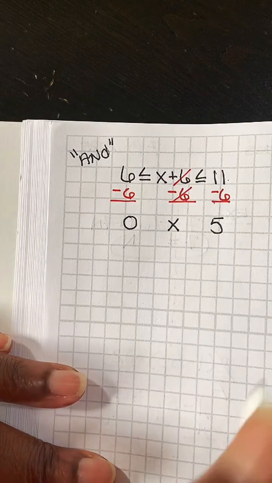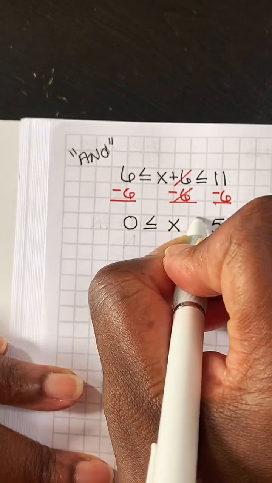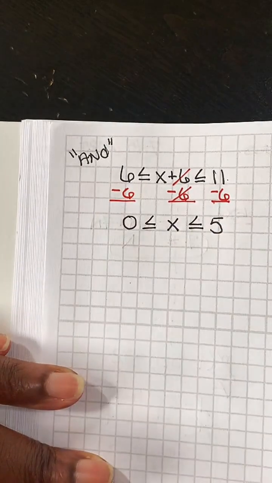All right. Good. So that means I can bring this down. Less than or equal to. Less than or equal to.